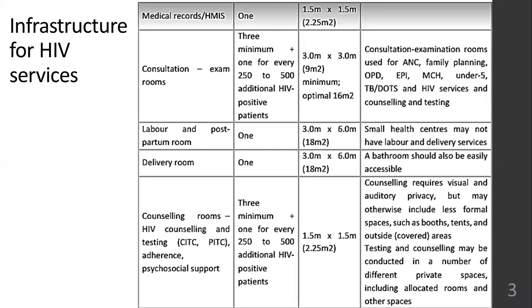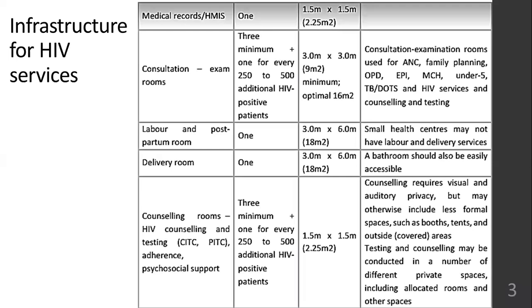Consultation rooms: at least three consultation or examination rooms, one for every 250 to 500 positive patients. If you have at least 250 to 500 HIV patients registered in your hospital's registry, at least three should be given. Three plus one, so four consultation rooms. So one room for every 100 cases like that.